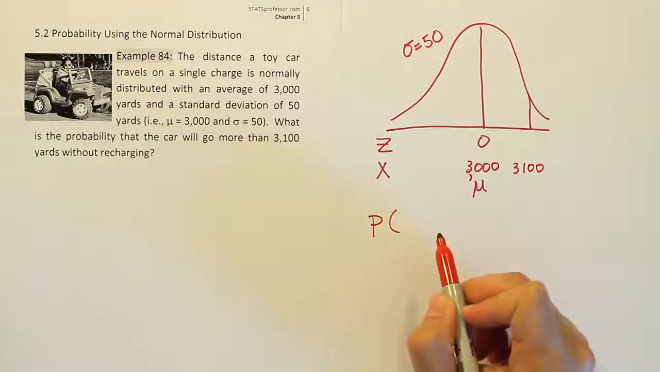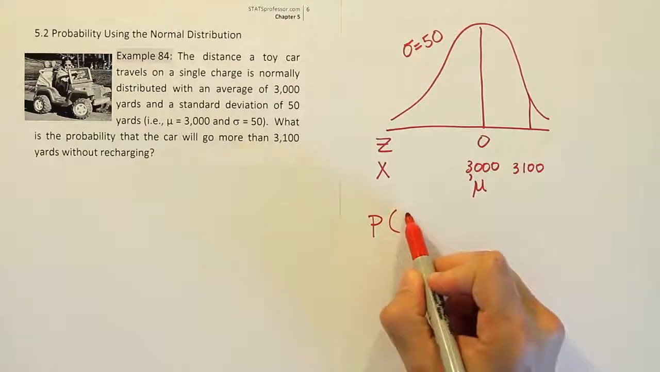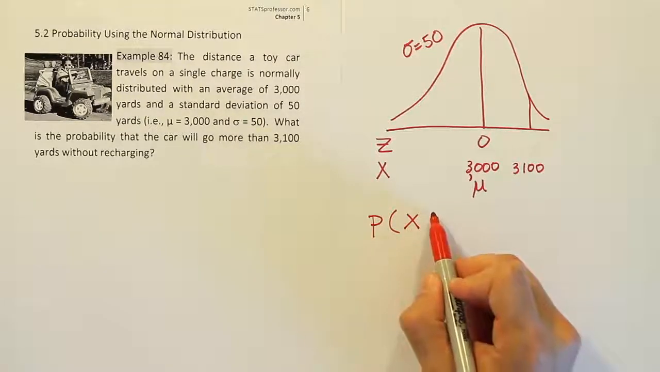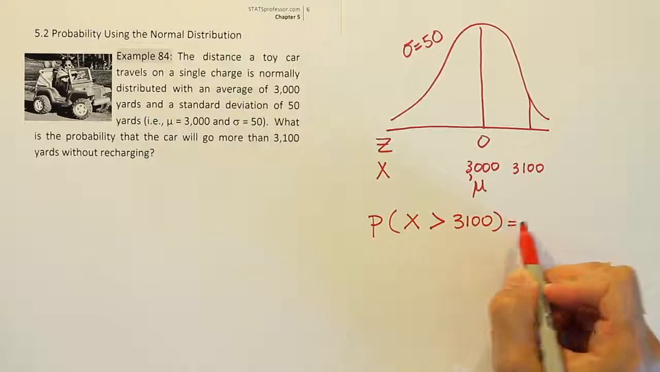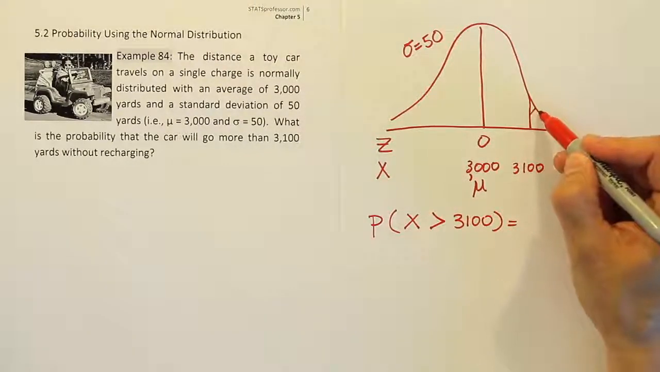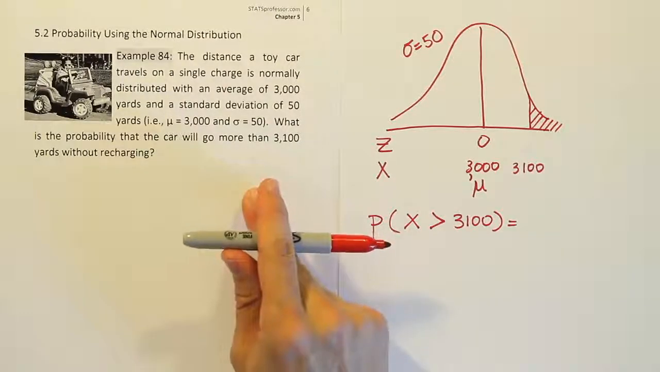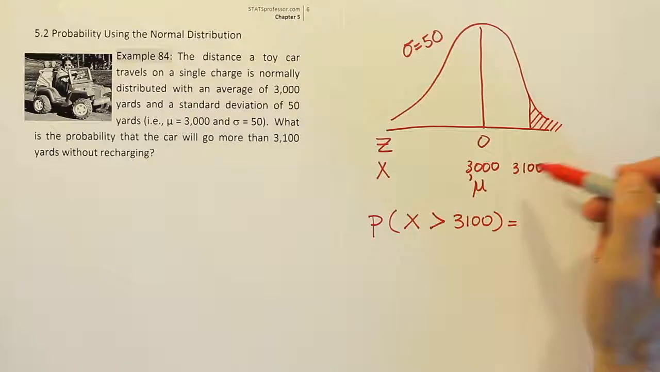I'm looking for the probability that the car will go more than 3,100. If x represents the distance that the car will travel, I'm looking for the probability that that distance will be greater than 3,100. So greater than 3,100 is to the right, right? Remember my rule, I said if your variable is on the left, that will literally point to where you need to shade. So greater than 3,100, there it is.